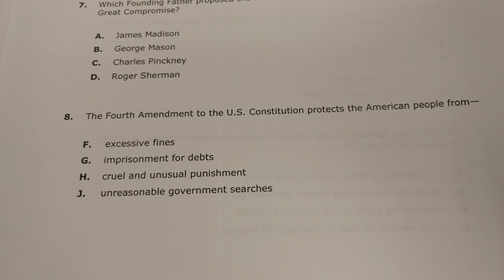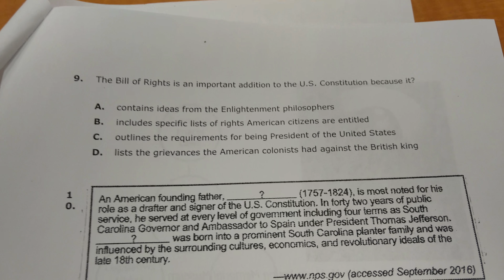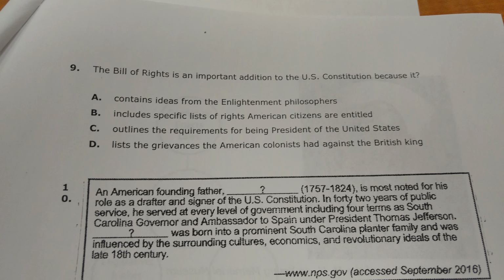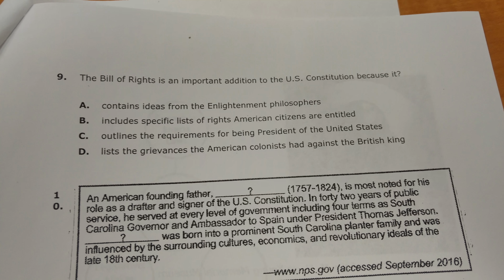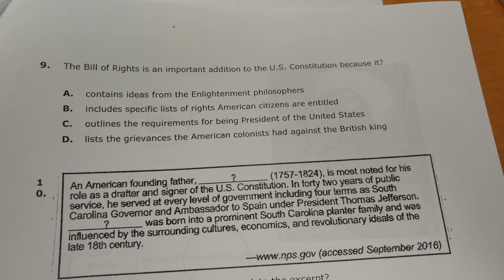Number 9. The Bill of Rights is an important addition to the U.S. Constitution because it A. Contains ideas from the Enlightenment philosophers, B. Includes specific lists of rights American citizens are entitled to, C. Outlines the requirements for being President of the United States, D. Lists the grievances the American colonists had against the British king.